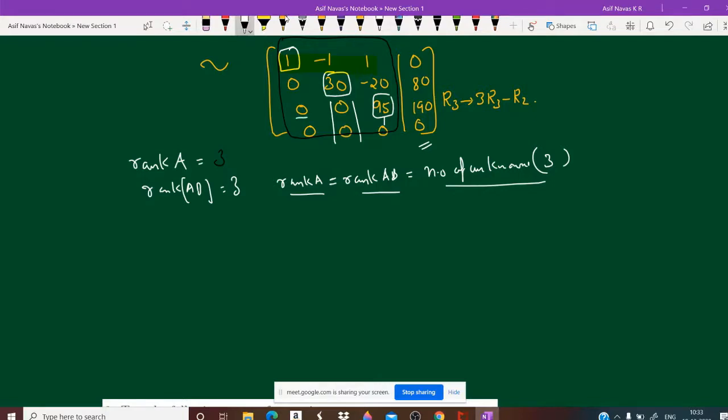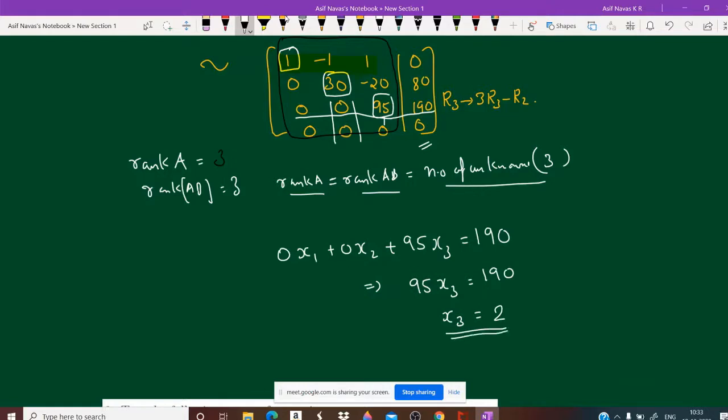So what is the meaning of this? This is 0x1 plus 0x2 plus 95x3 is equal to 190, right? Which implies 95x3 is 190. What is x3? 190 by 95, 2. So x3 equals 2.